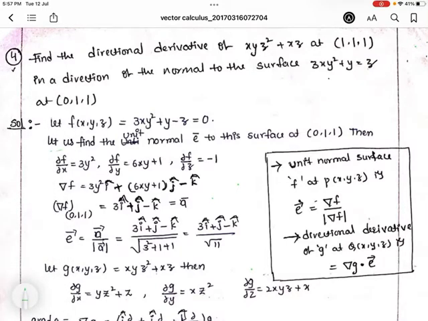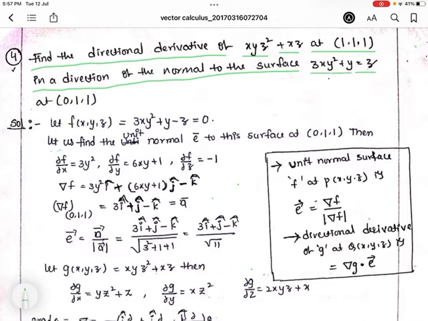Everyone, in this video we are going to discuss a problem which belongs to vector calculus. The given problem: find the directional derivative of xyz square plus xz at 1, 1, 1 in a direction of the normal to the surface 3xy square plus y equal to z at 0, 1, 1.